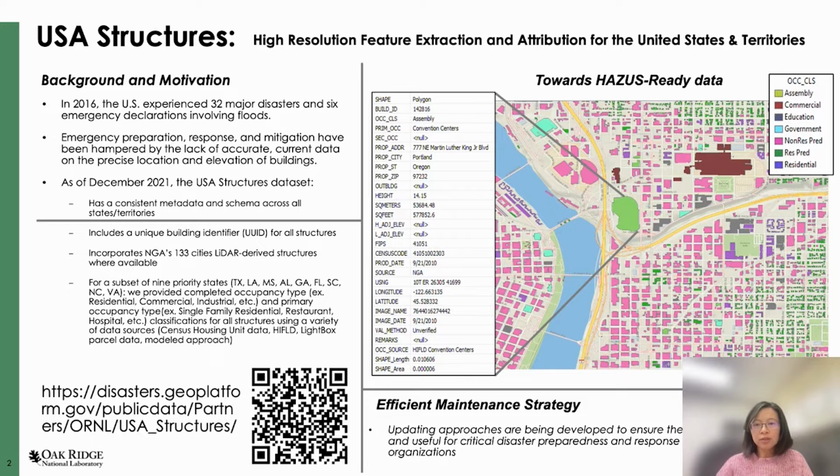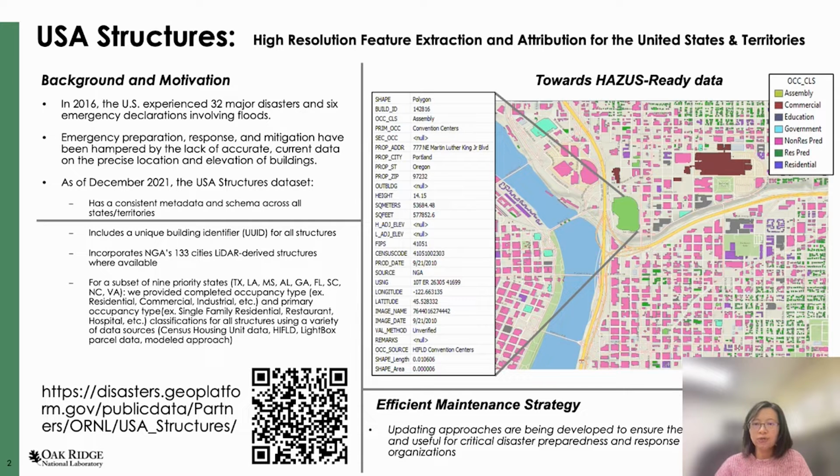The motivation for building this dataset is to respond to the need for accurate, most updated structure information with consistent quality across the US in the event of natural disaster response. Such a dataset is critical for federal and local emergency responders to prepare, respond, and mitigate right after disasters.